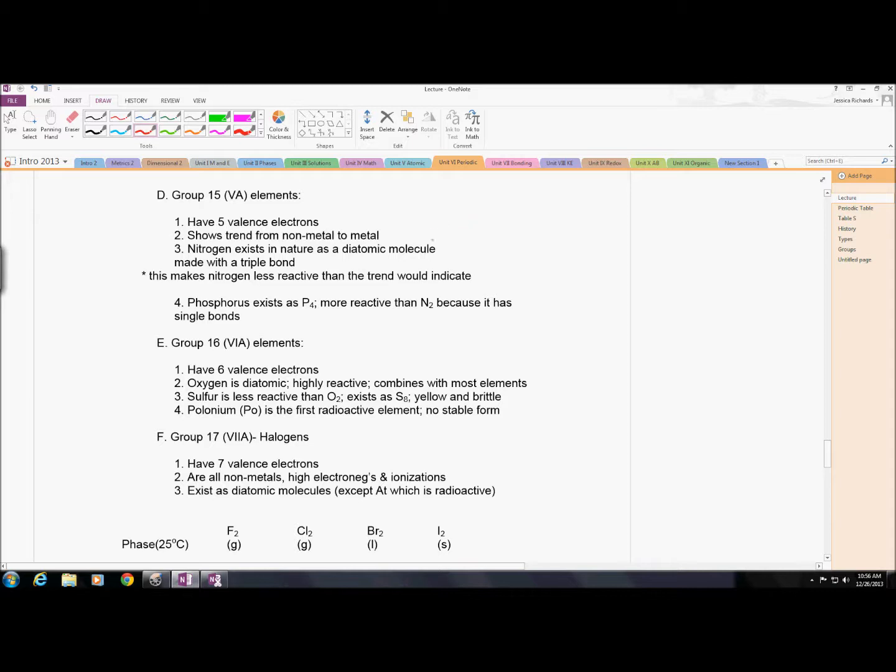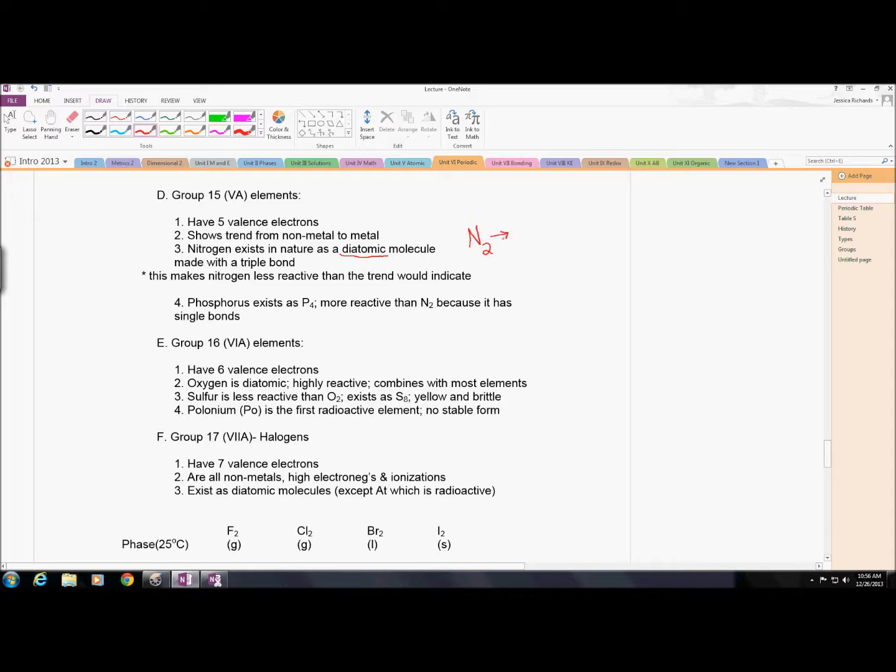Typically with nonmetals, the elements at the top are the most reactive. So in metals, they get more reactive as you go down, and in nonmetals, they tend to be more reactive as you go up. Group 15 has an exception to that because phosphorus will actually be more reactive than nitrogen. Nitrogen is special. It is very unreactive. It's diatomic, so we learned that before.